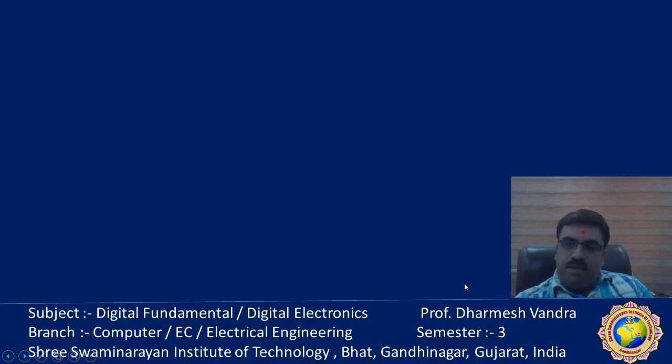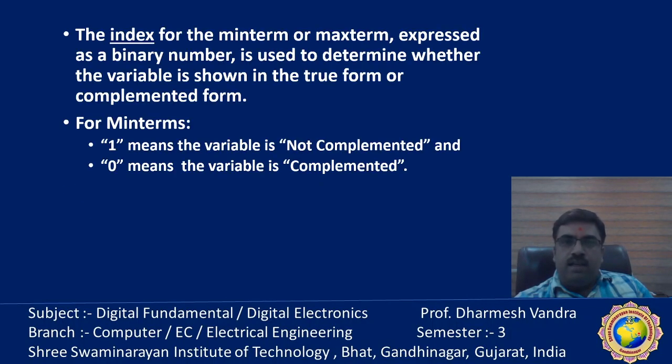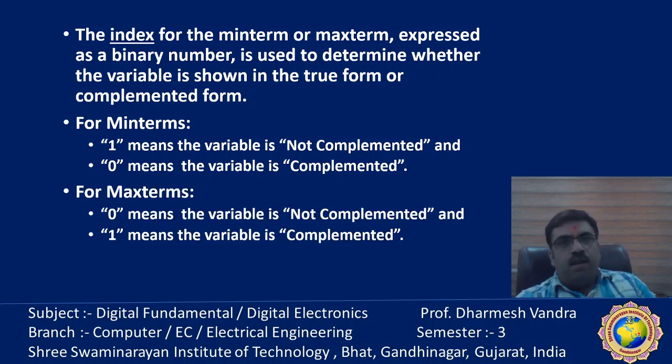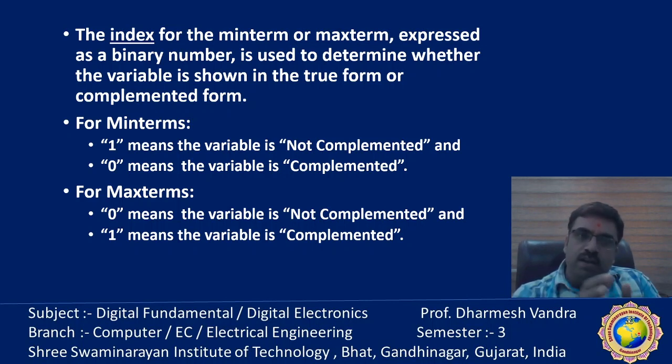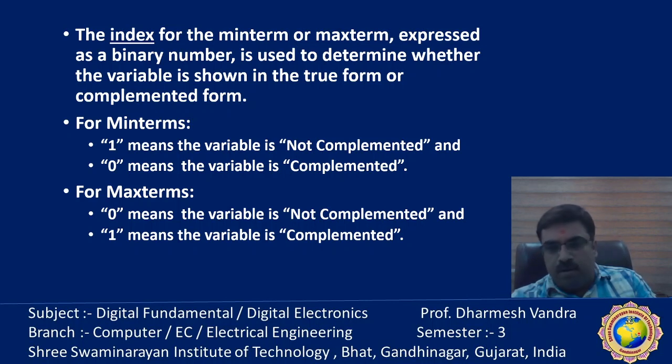Minterms are always indicated by a small m, and maxterms are indicated by a capital M. For the index, whether minterm or maxterm, the binary number determines whether the variable is shown in true form or complemented. Suppose it is a minterm with the AND operator: 1 is the non-complemented form and 0 is the complemented form. So 0, 0, 0 means X dash, Y dash, Z dash. But if it is 1, 1, 1, it becomes X, Y, Z. In maxterms, 0 is indicated by non-complemented. So 0, 0, 0 becomes X or Y or Z, while 1, 1, 1 becomes X dash or Y dash or Z dash.